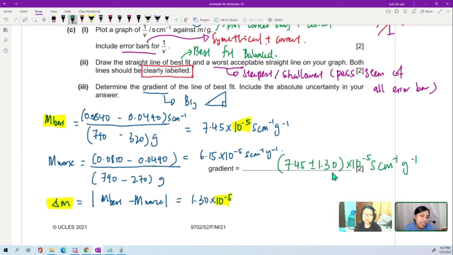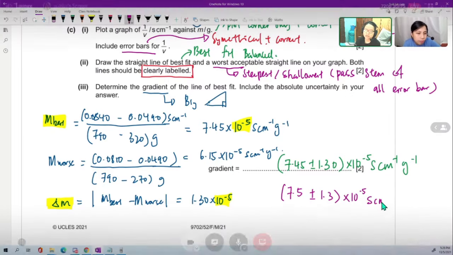How many SF should you write? You can write the same or one more SF than your graph values, usually two to three. If you don't like this because so many SF makes you feel uncomfortable, this is also okay.